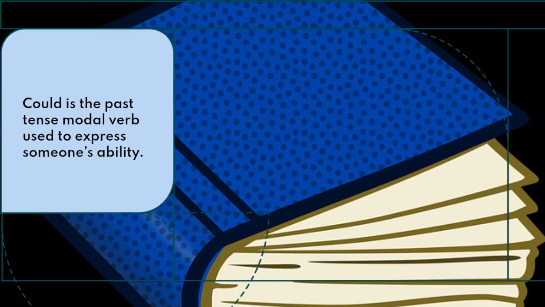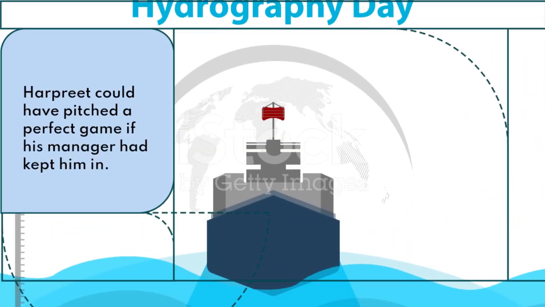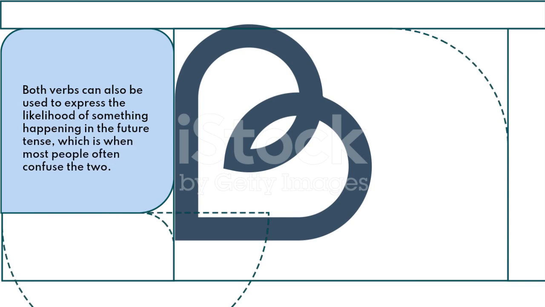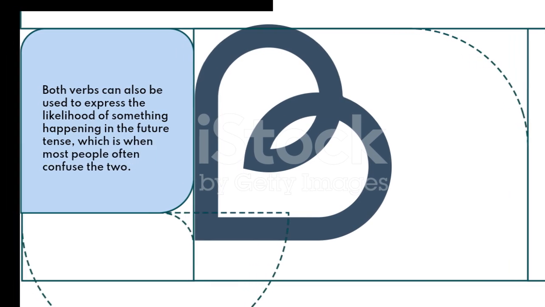Could is the past tense modal verb used to express someone's ability. Harpreet could have pitched a perfect game if his manager had kept him in. Both verbs can also be used to express the likelihood of something happening in the future tense, which is when most people often confuse the two.